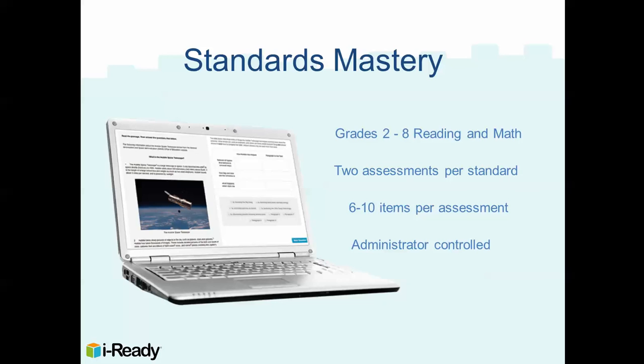Also, I just want to talk to you a little bit about the standards mastery. Again, that was that new feature that I mentioned. Available right now for grades 2 through 8 in reading and math. These are pre-packaged assessments. There are 2 assessments per standard. Each assessment is going to have 6 to 10 items, and it's going to take your kids about 15 minutes per assessment. So again, you can test a single standard, or you can test multiple standards.